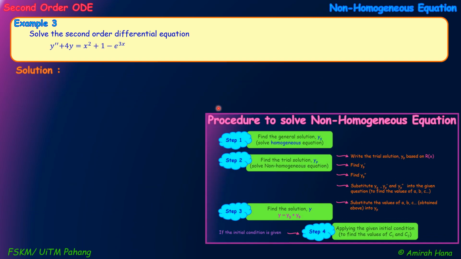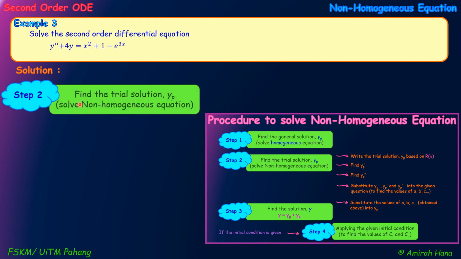Now we recall the procedure to solve a non-homogeneous equation. We finished step 1, finding the general solution yg, in the previous slide. So now we continue with step 2, find the trial solution yp. Non-homogeneous equation means the right hand side does not equal 0. So maybe some students think R(x) equals a quadratic plus constant and then minus exponential function.